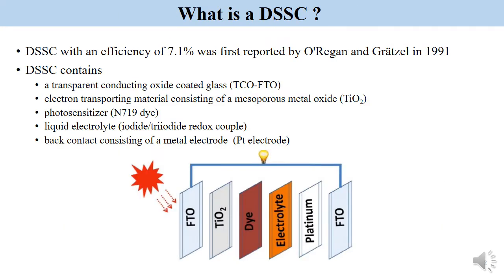What are dye-sensitized solar cells? A dye-sensitized solar cell with an efficiency of 7.1% was first reported by O'Regan and Grätzel in 1991. Dye-sensitized solar cells mainly contain 5 parts.